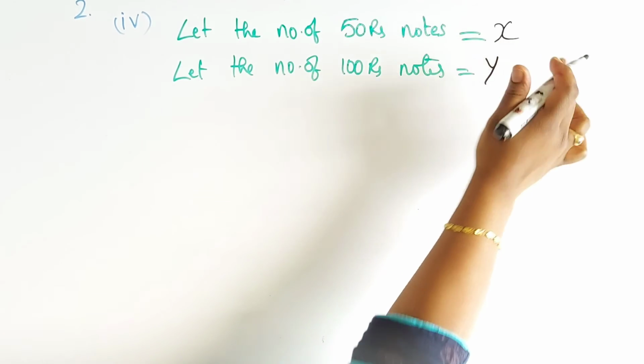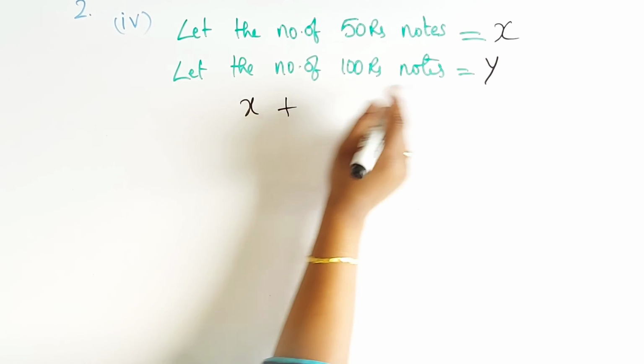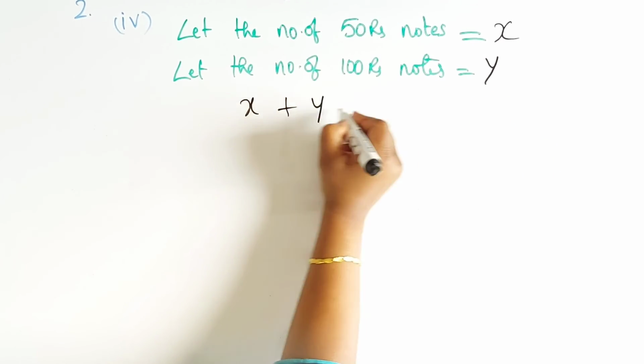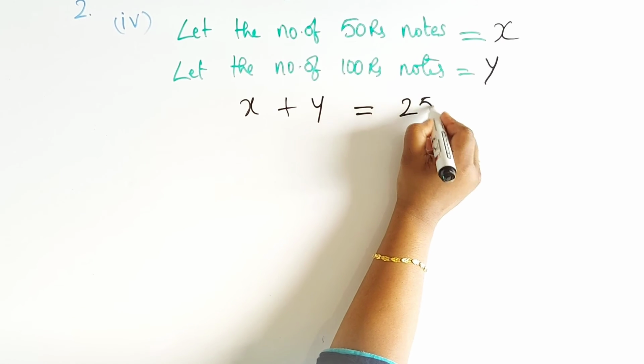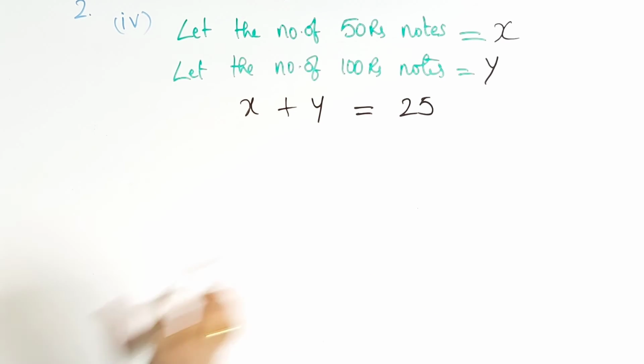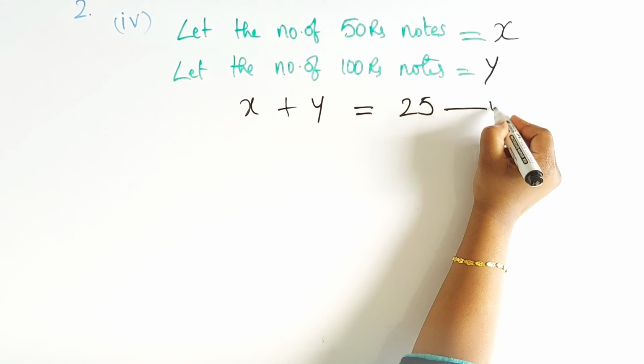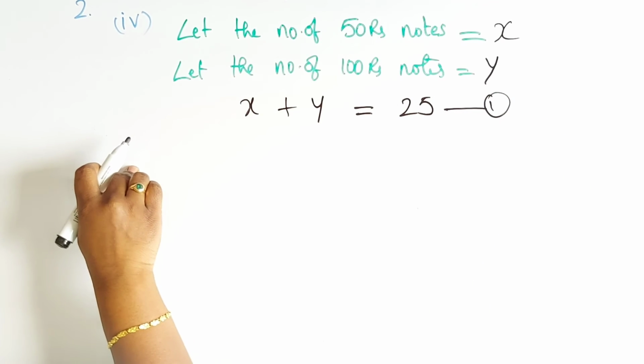That means 50 rupees notes means x plus 100 rupees notes means y. Totally she got 25 notes. Right children? That is the first equation. Now what is the second one children?